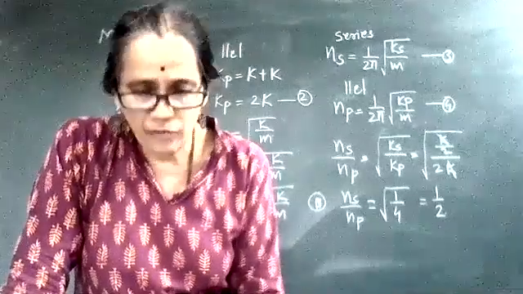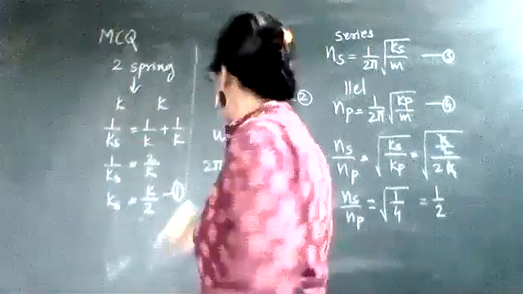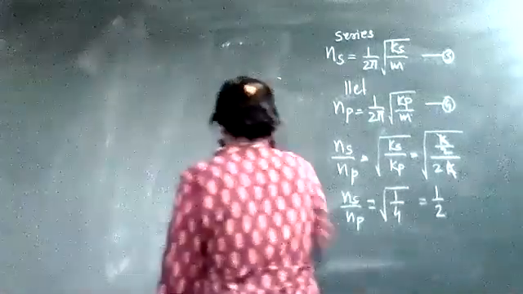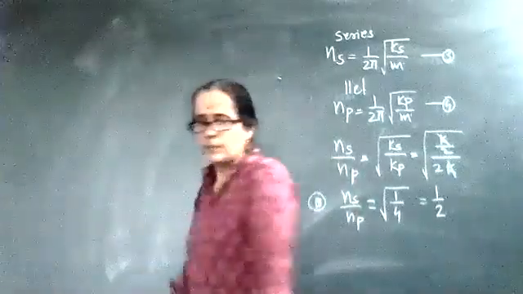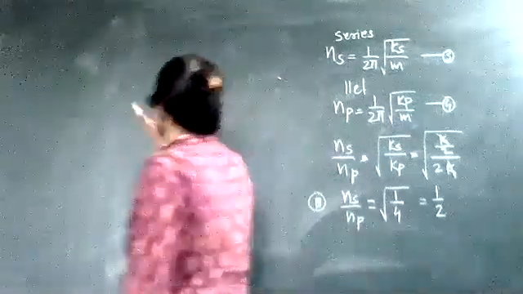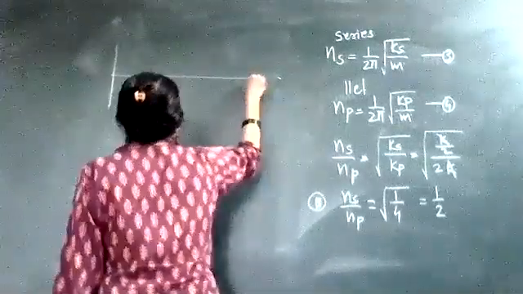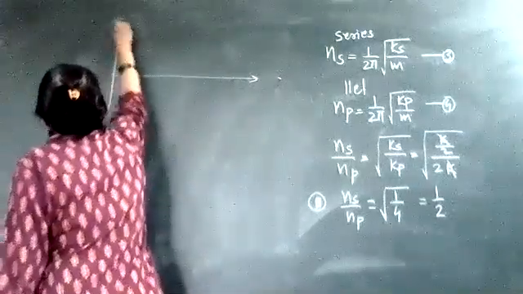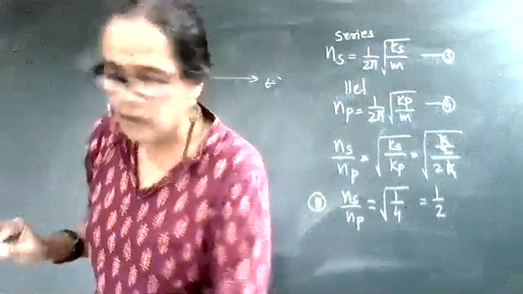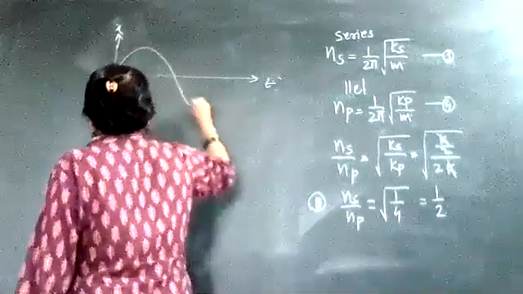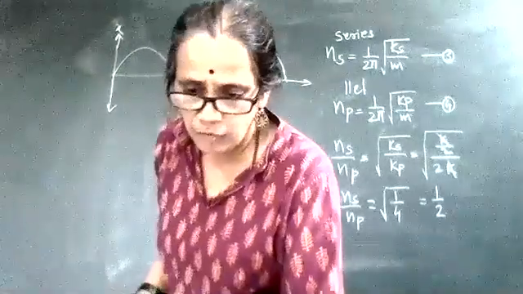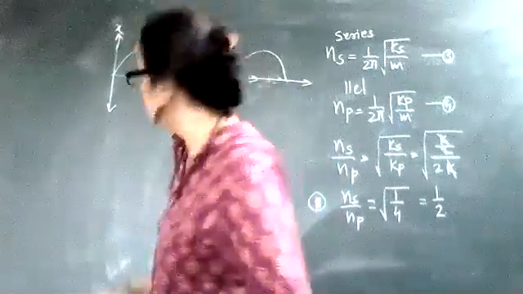Now see your fifth MCQ. In the fifth MCQ, you have been given one graph. So I will draw that graph here. This graph is given of displacement versus time. So here your graph is there for displacement versus time. And your graph is a sine waveform. And in this sine waveform, they have given the period marking.